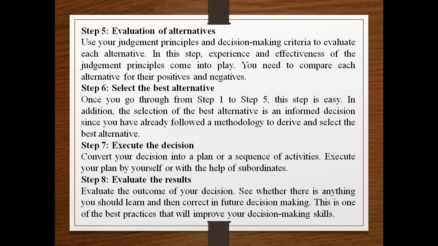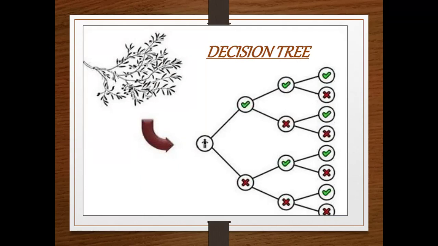Once you have selected your best alternative, the second last step is to execute the decision. You will convert your decision into a plan or a sequence of activities. You will execute your plan by yourself or with the help of subordinates and evaluate the result. The last step is you're going to evaluate your decision. See whether there is anything you should learn and then correct in future decision making. This is one of the best practices that is going to improve your decision making skills. You are learning from your past experiences and improving your future.